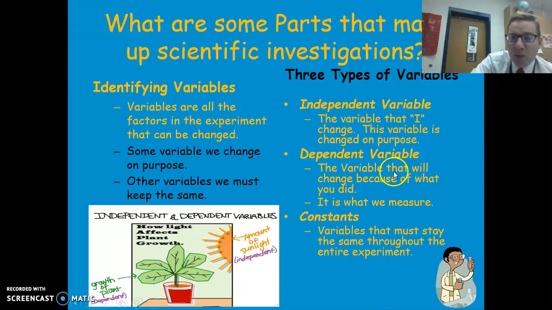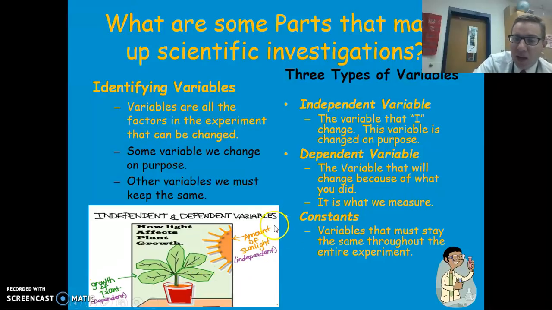Dependent variable is what will change because of what you did. It's what we're going to measure, and that's key. On this down here, the question was how light affects plant growth. Our independent variable is how much light. The dependent variable is the growth of the plant. If it gets more light, it grows more. Less light might grow less.